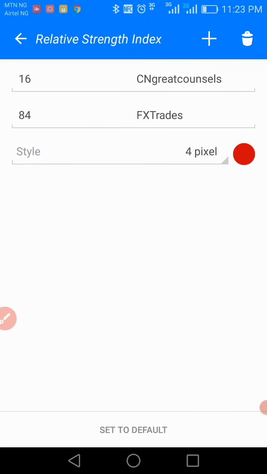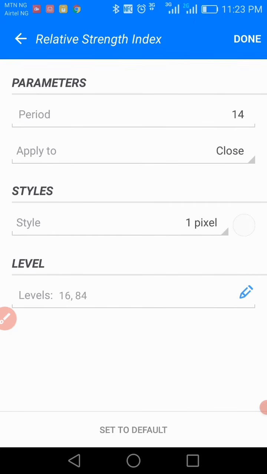Then the levels, very very important. We have 16 and 84. The color is red for the styles. You click done, go back and click done.